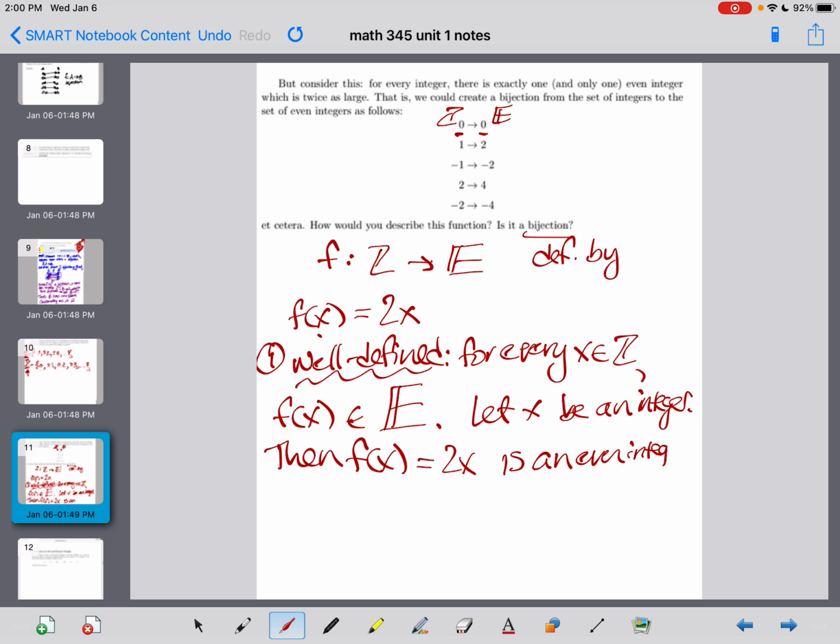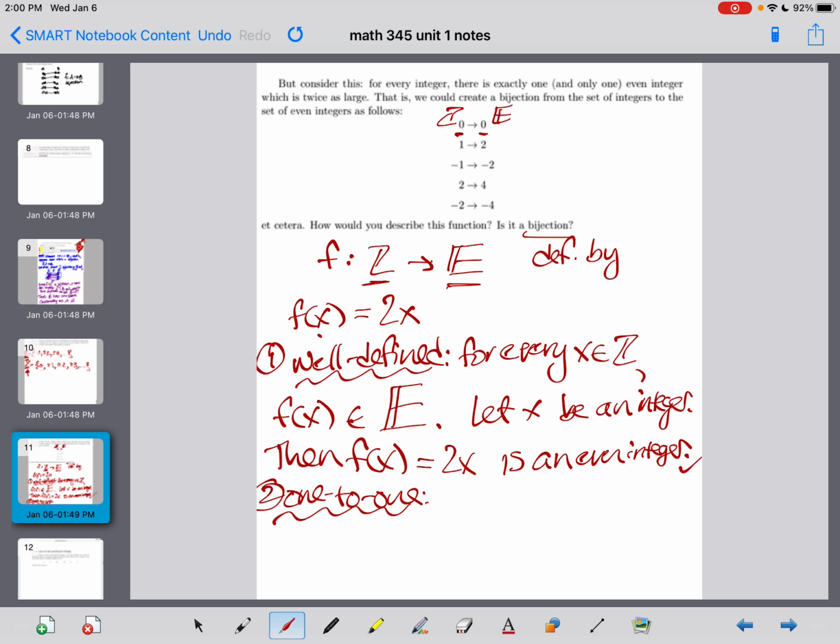And so because this function is taking an input of an integer and giving me an output of an even integer, that's what it means for this function to be well-defined. It's actually mapping elements of the integers to elements of the even integers. So yes, this is well-defined. But remember, it has to also be one-to-one and onto.